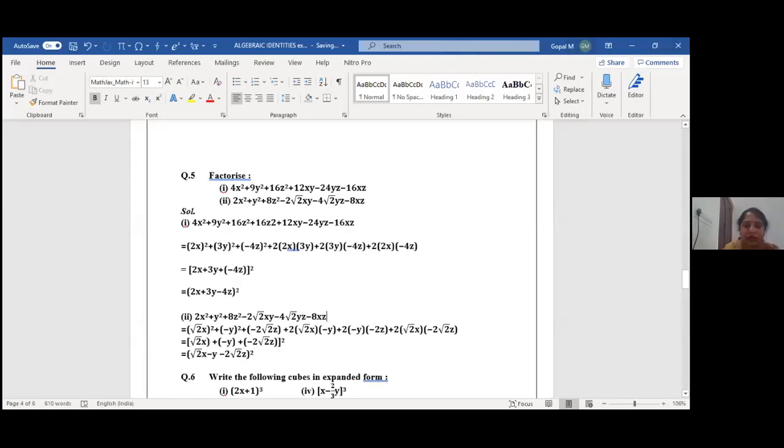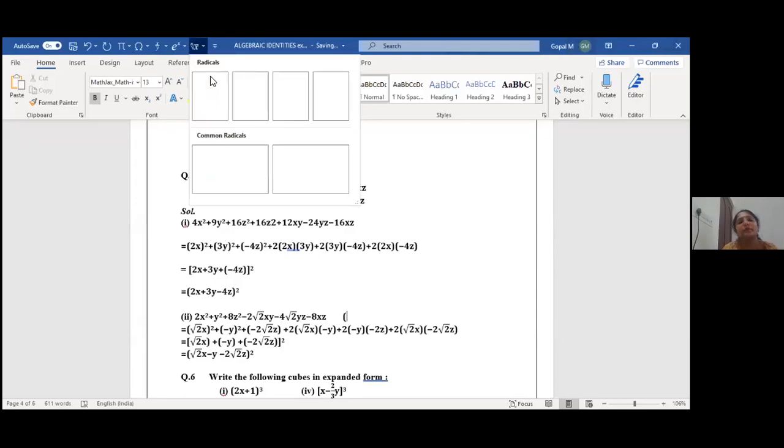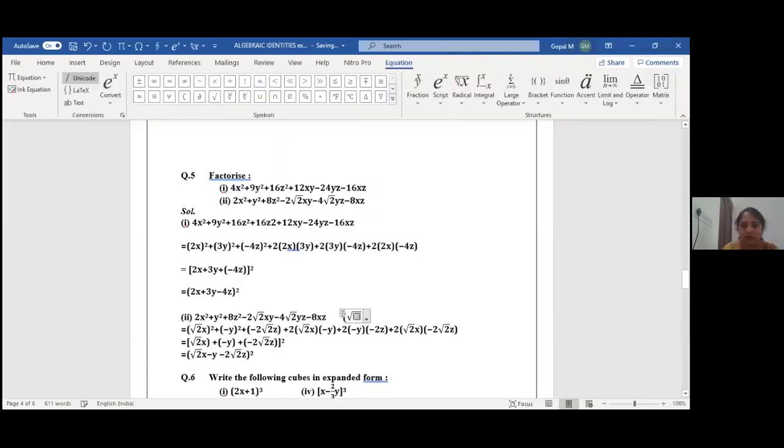Listen, children, what is root 2 whole square? 2. 2, ma'am. Yes. I'll just write it here.